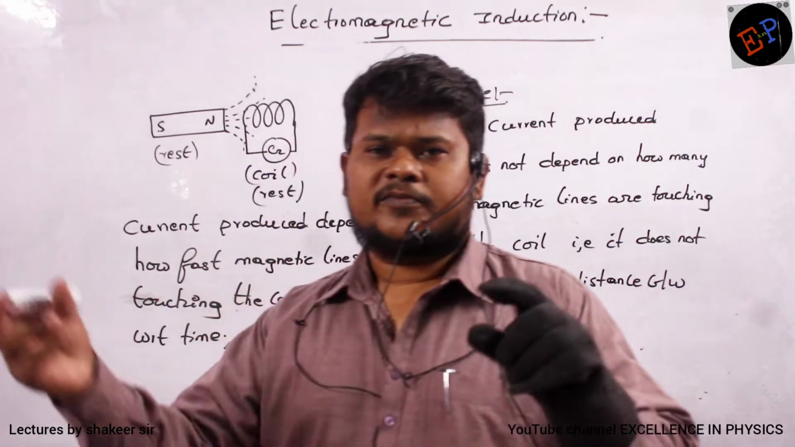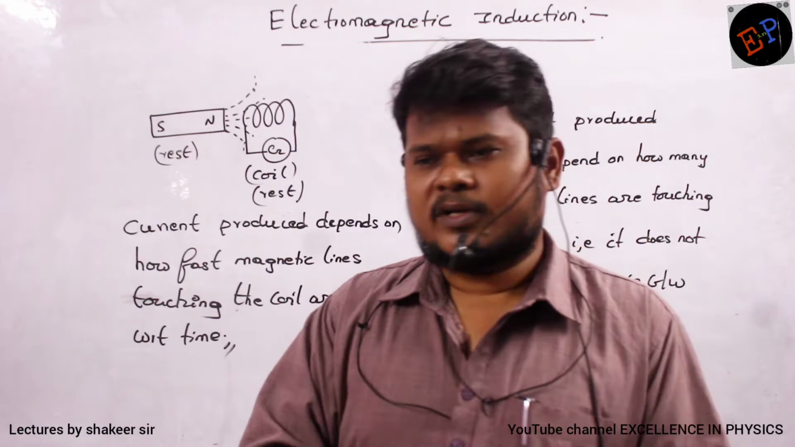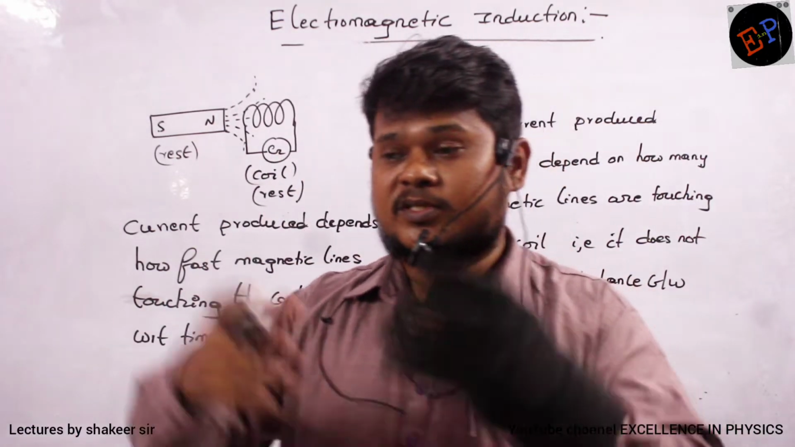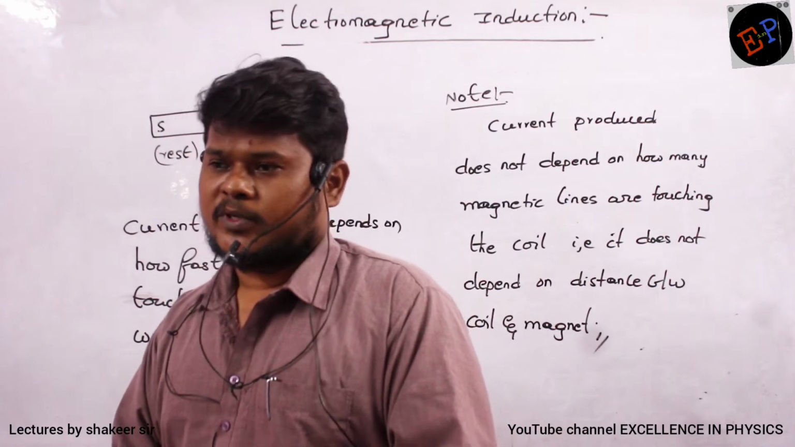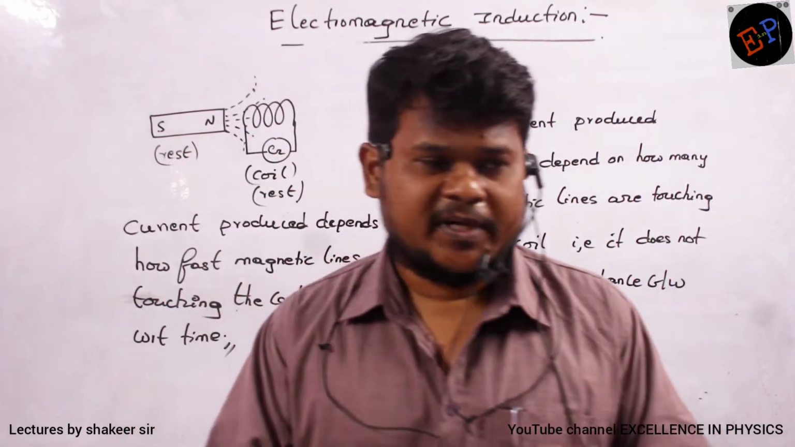See, if you bring the magnet very close to the coil, a very small amount of current will be produced. But if you move the magnet very fast, then you see that a greater amount of current will be produced. What is the reason? Speed. If speed increases, what happens?